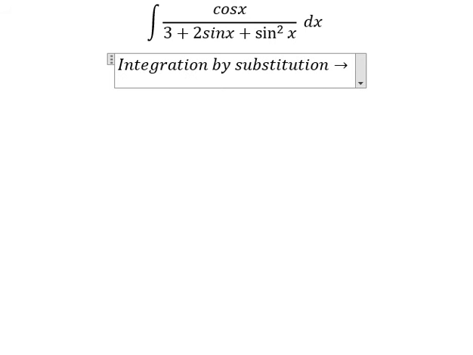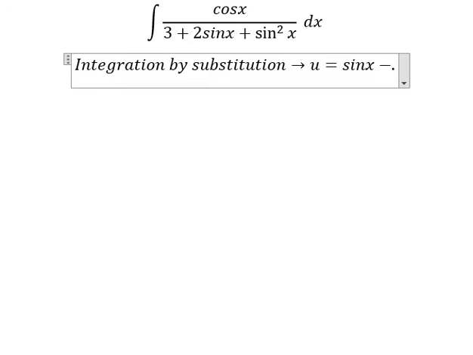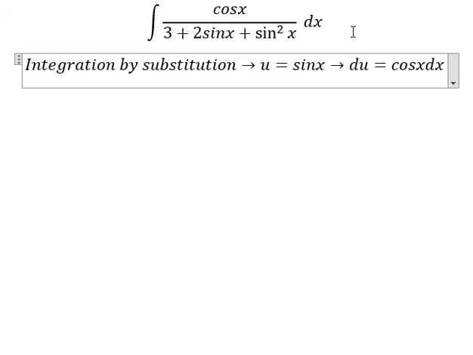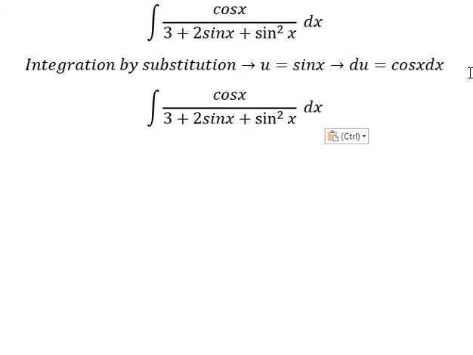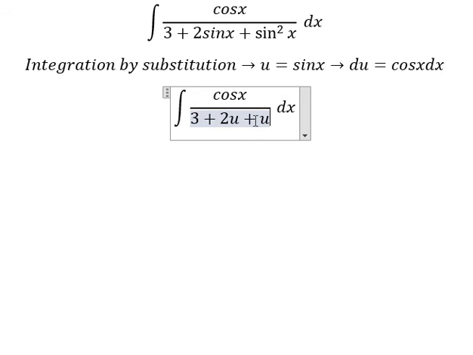So I will put u equals sin x. If we first take the derivative of both sides, you get du equals cos x dx. So this one we change for u, this one we change for u to the power of 2, and cos x dx we change for du.